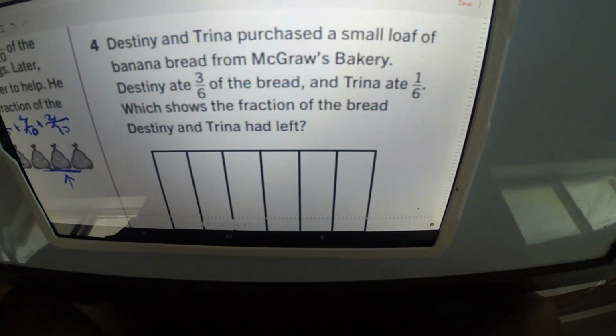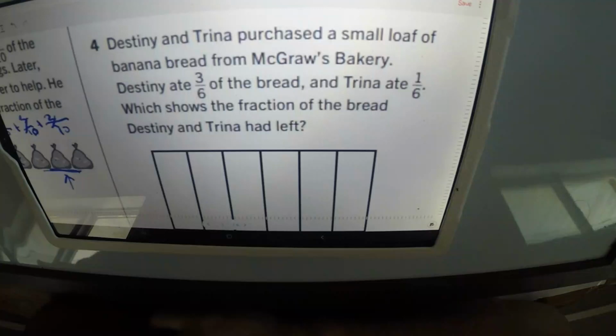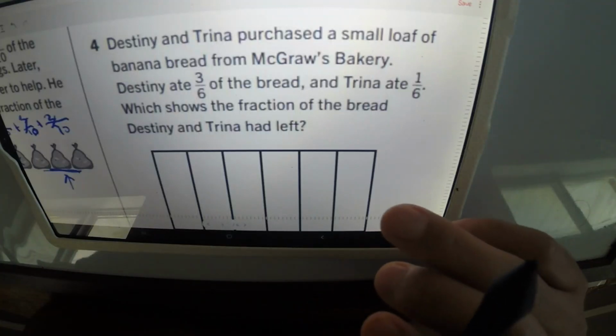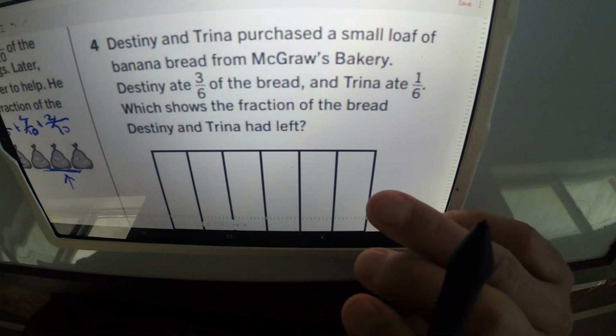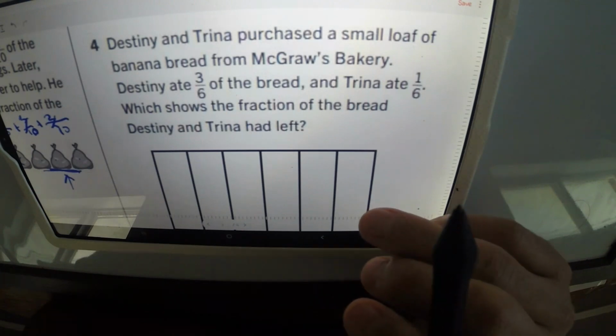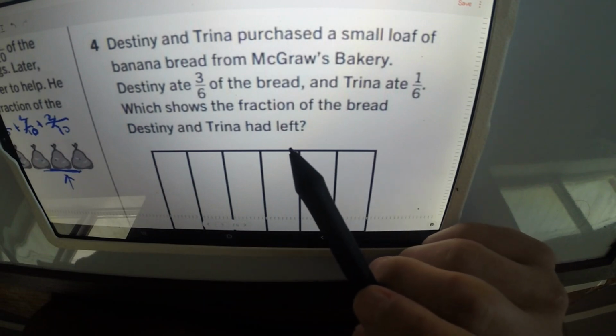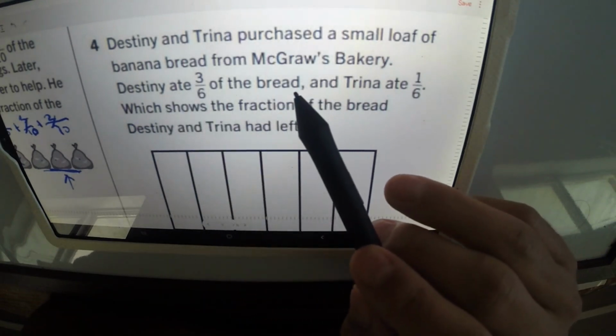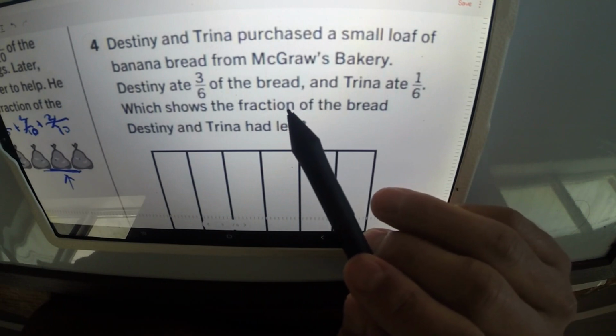Destiny, number 4. Destiny and Trina purchased a small loaf of banana bread from McGraw's Bakery. Destiny ate 3/6 of the bread and Trina ate 1/6 of the bread, which shows the fraction of the bread Destiny and Trina had left. So what they didn't eat is basically the question they're asking. You understand that?